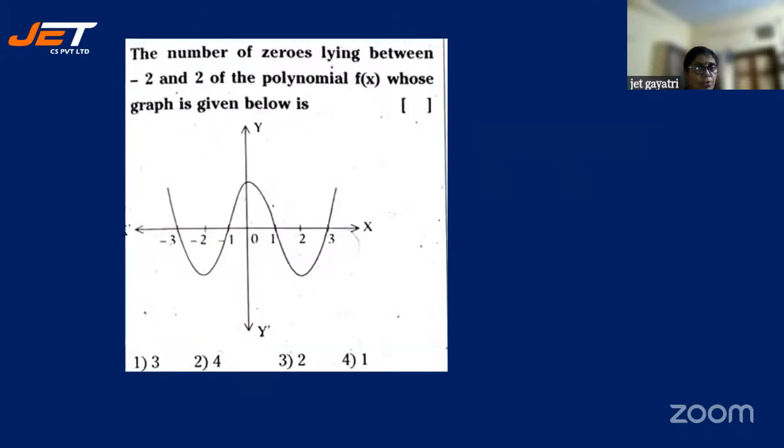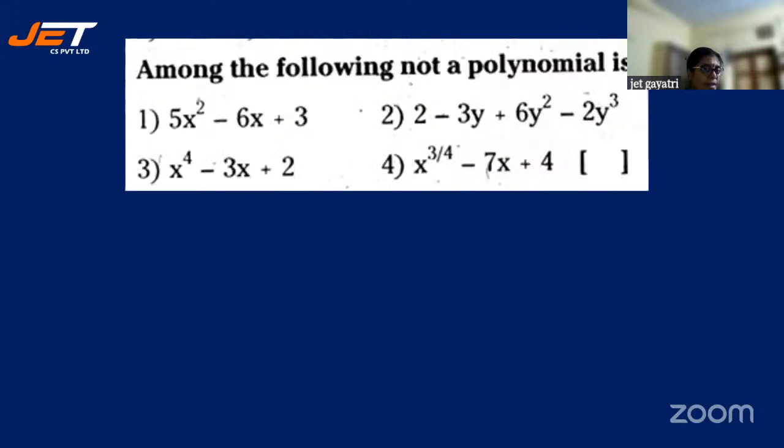The number of zeros lying between minus 2 and 2 of the polynomial f of x whose graph is given below is dash. So here also you can see that it is touching 2, isn't it? Where minus 2 and 2. So between minus 2 and 2, there are only 2 points. See, very clearly it is given minus 1, then 1. So it is between minus 2 and 2. Alright, yes. See the next question.